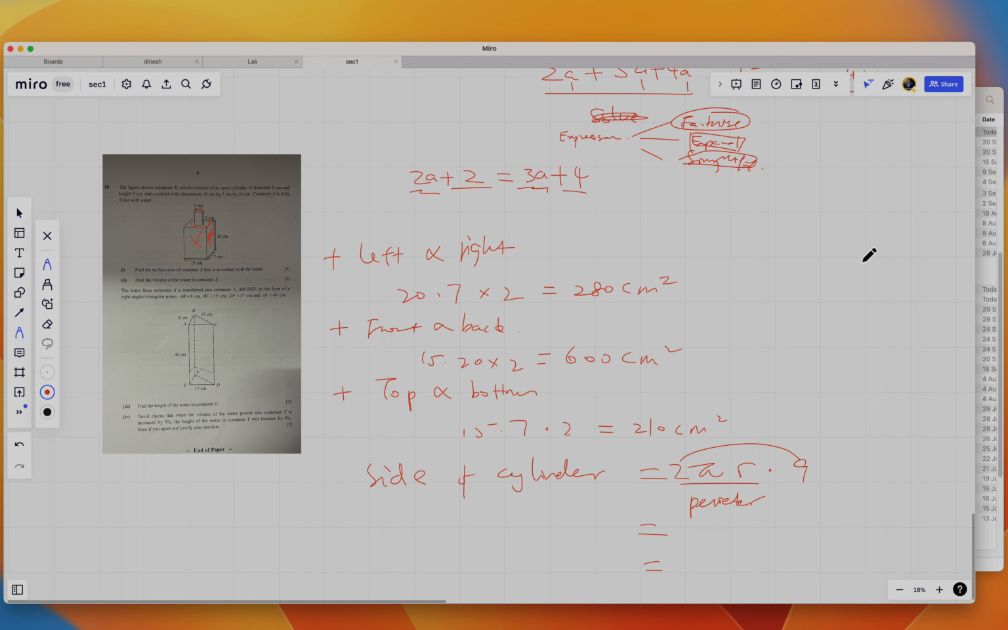Why I can remember, because I square mah. Square is for area. Okay, so it's 5 pi times 9. So yes, it's 45 pi. Okay, just leave it at this first. Then what else? I think that's it already. Yes, that's it already.